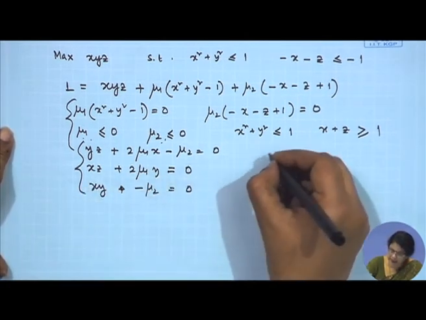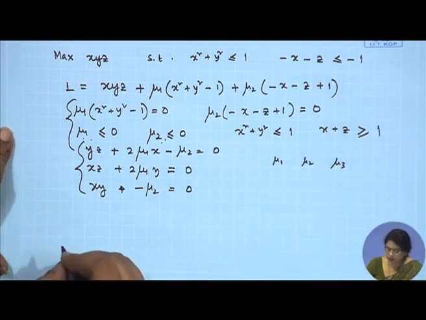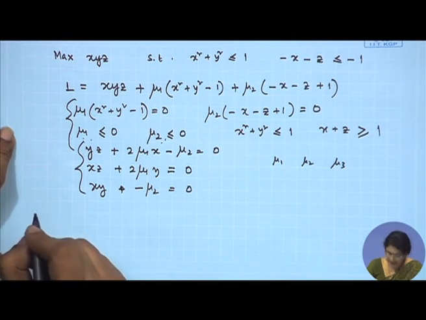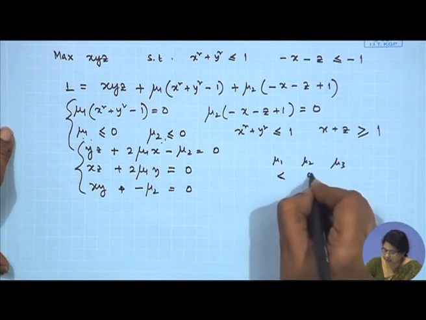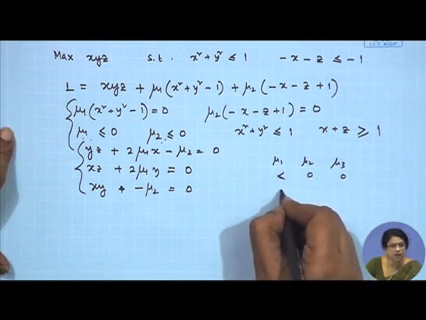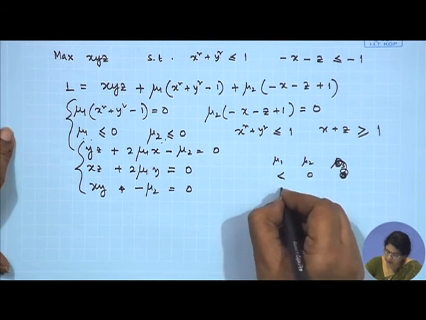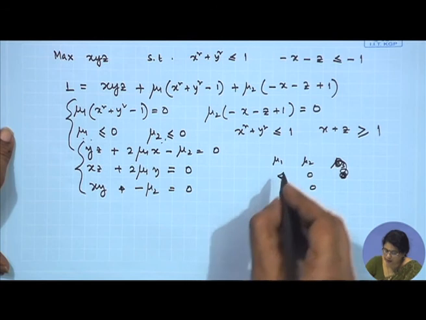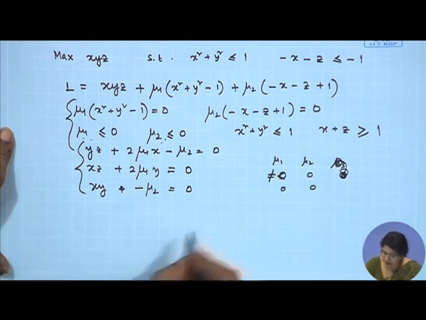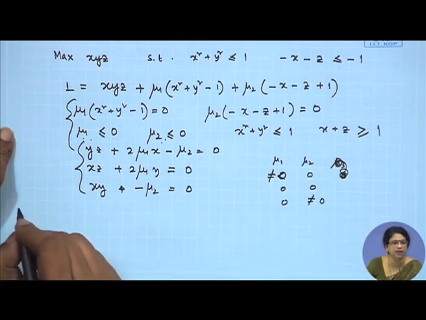What are the unknowns here? Again we have the unknowns mu 1, mu 2, mu 3. Mu 1, mu 2, mu 3 can be less than or equal to 0. Let us consider different conditions together, less than 0, 0. Mu 3 is not there, only mu 1 and mu 2. That is why both can be 0, or one can be 0 and one non-zero. These are all the conditions together.